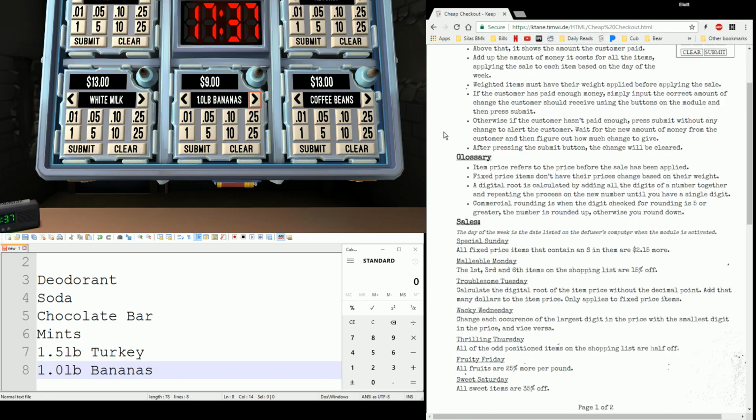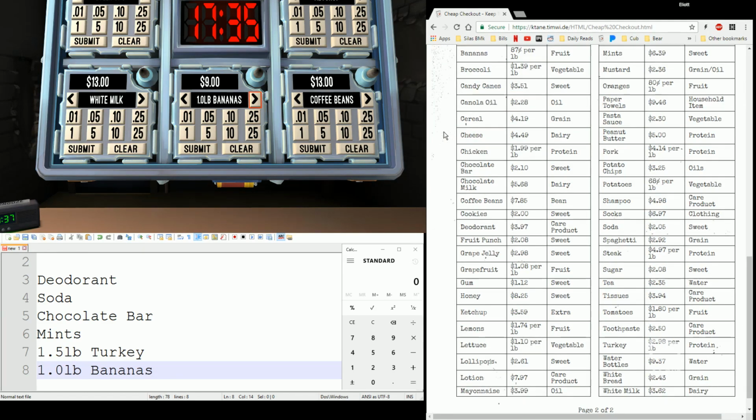Now, as the expert, you've got your 6 items. Here's your list. They're all alphabetized by items. Let's look them up. You'll notice these first 4 are just items. These last 2 have weights attached. That's always the case. Your first 4 are going to be what they call fixed price items, always the same amount. And your 5th and 6th are going to be weighted items.